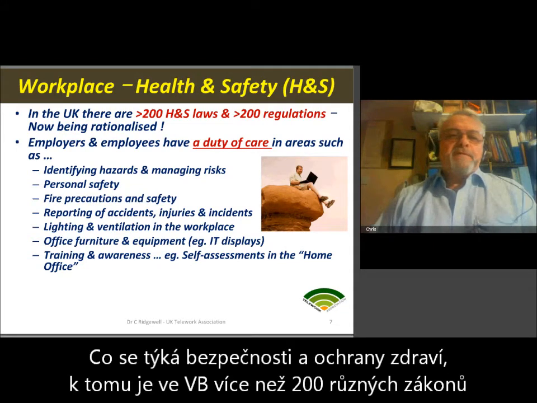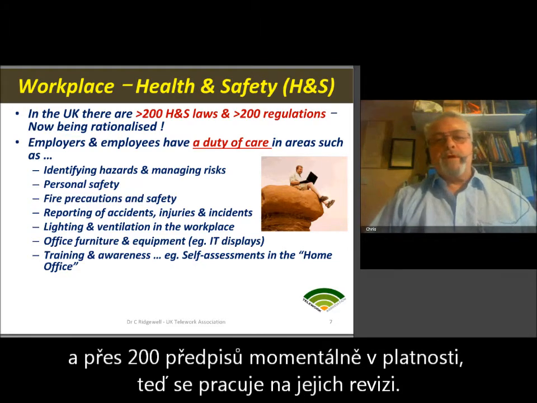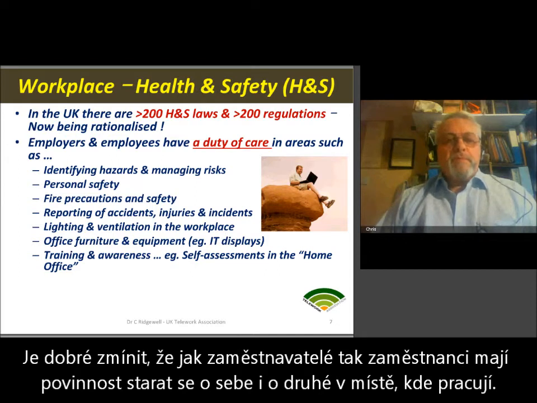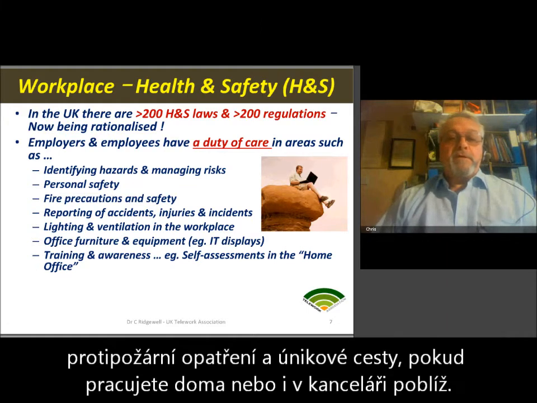In terms of health and safety, in the UK we have over 200 different laws and more than 200 regulations in current force. They are now being rationalised to some extent. It's worthy of note that employers and employees both have a duty of care to themselves and others in the areas that they're working in. So basically we have to go through usually a 5-point risk assessment to see what those risks might be, come up with plans about how we manage the risks, look at personal safety, look at the fire precautions and escape routes if you're working at home or even in a neighbourhood office.